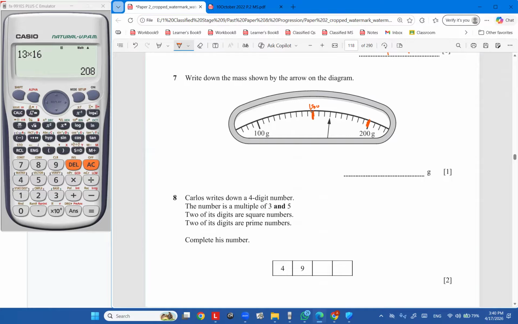So look at that. I have one jump, two, three, four, five, six, seven, eight, nine, 10. So from here till here, we know that it is 50 grams. But 50 divided by 10 is going to give you that each line is 5. So this is going to be 155, 160, 165 grams.